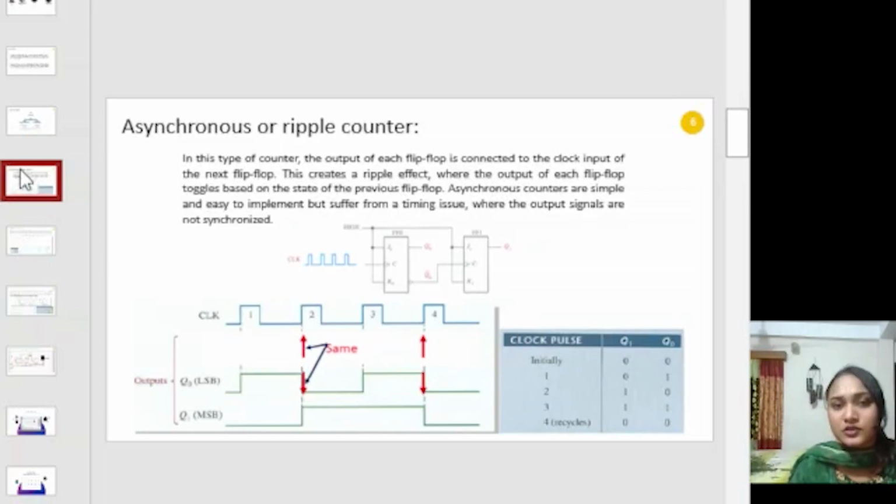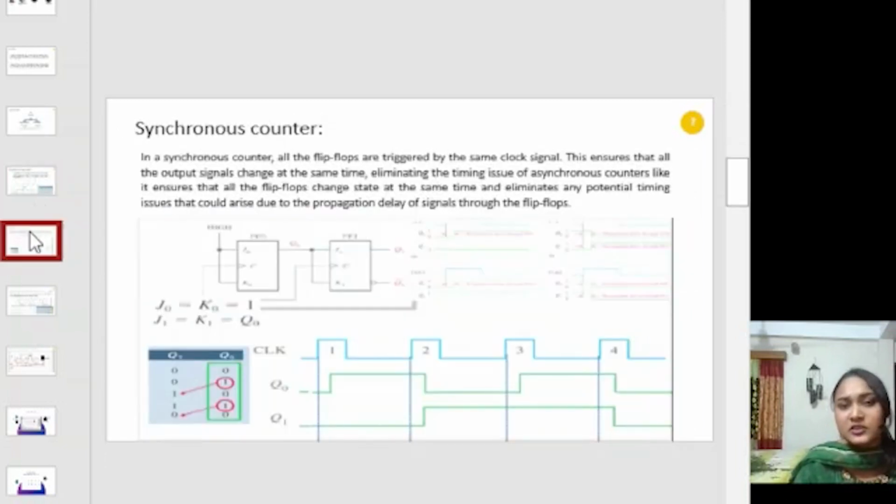Asynchronous or ripple counter. In this type of counter, the output of each flip-flop is connected to the clock input of the next flip-flop. This creates a ripple effect where the output of the flip-flop toggles based on the state of the previous flip-flop. Asynchronous counters are simple and easy to implement but suffer from a timing issue where the output signals are not synchronized. We can see an example on this slide, and my next slide will be presented by Simanta Saha.